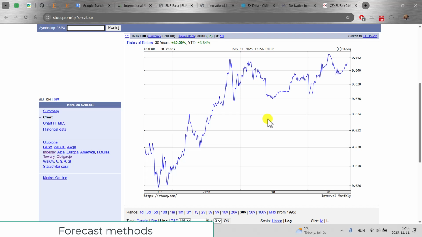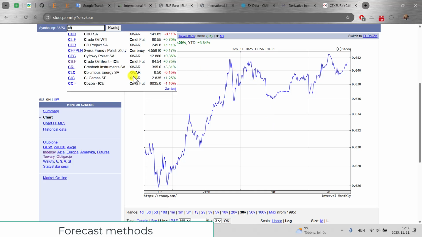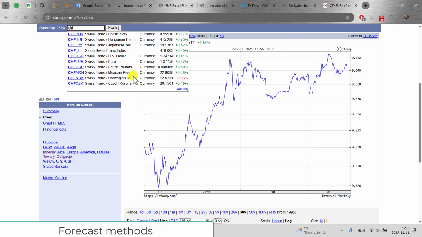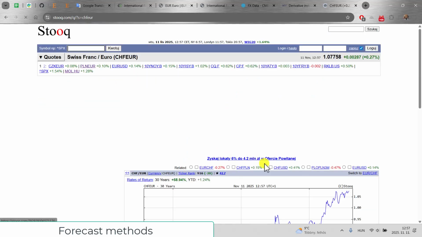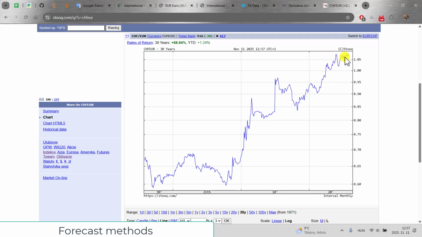So their real GDP growth is smoother, but less volatile. So it's just going upwards. If you are checking the CHF euro, this is much more disastrous because we can see that, okay, the initial value was 0.6 and now it's more than parity or higher than parity.